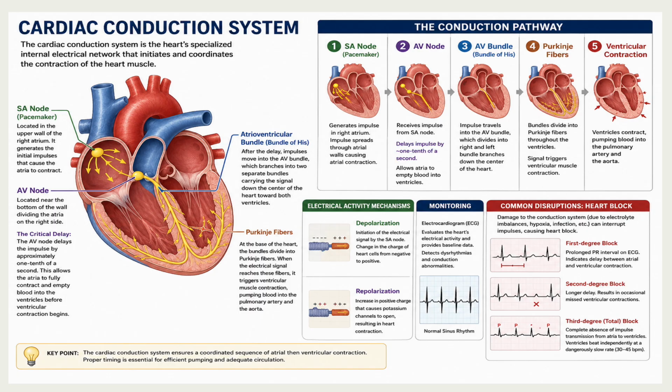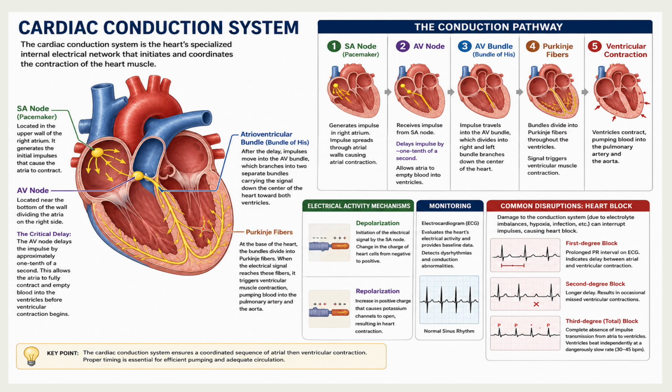There are different types of heart blocks as well, right? In the first degree heart block, the impulse is delayed. This causes a prolonged PR interval on the ECG, right? In the second degree block, some impulses fail to reach the ventricles. This can cause occasional missed contractions. The third degree block, or complete heart block, occurs when no impulses travel from the atria to the ventricles.